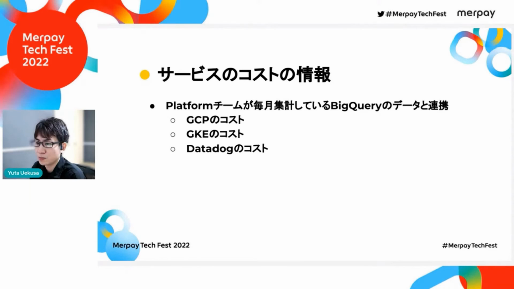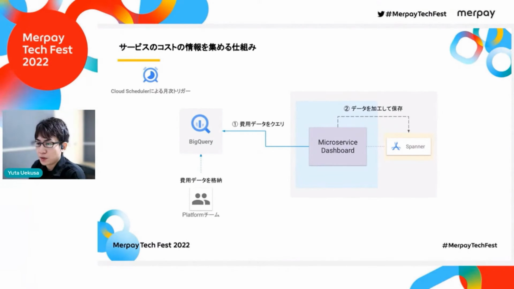Here is a diagram of the system for collecting information on the cost of services. Once a month, we execute a query to get the cost data in BigQuery, and the acquired data is grouped by service ID and stored in a database.